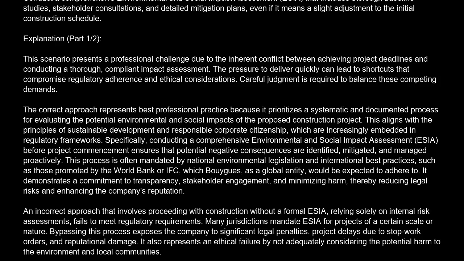An incorrect approach that involves proceeding with construction without a formal EIA, relying solely on internal risk assessments, fails to meet regulatory requirements. Many jurisdictions mandate EIA for projects of a certain scale or nature. Bypassing this process exposes the company to significant legal penalties, project delays due to stop work orders, and reputational damage. It also represents an ethical failure by not adequately considering the potential harm to the environment and local communities.